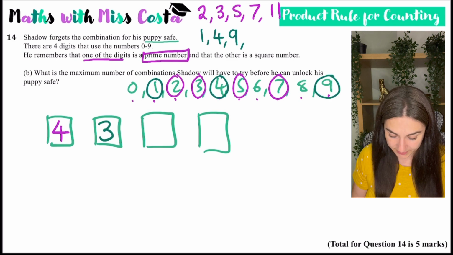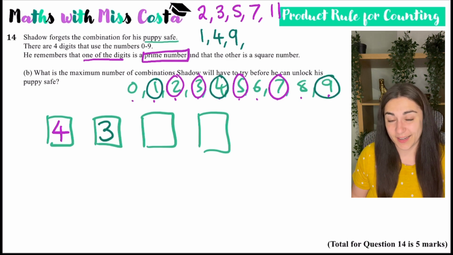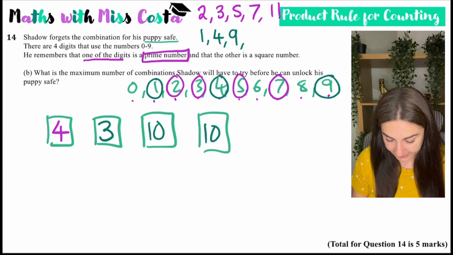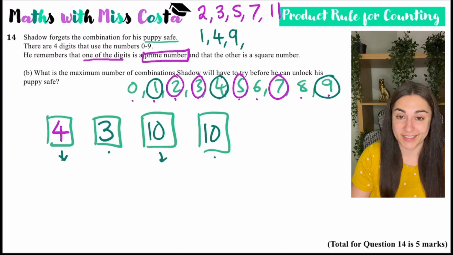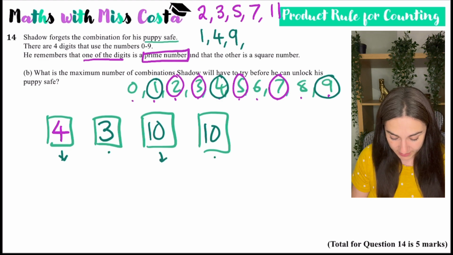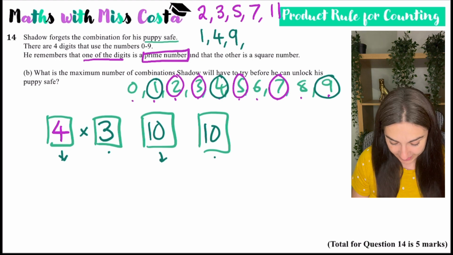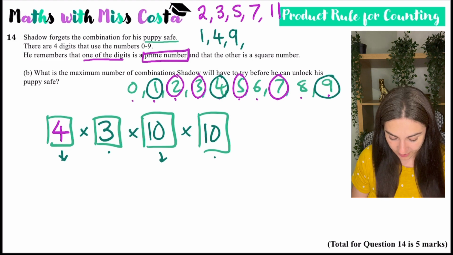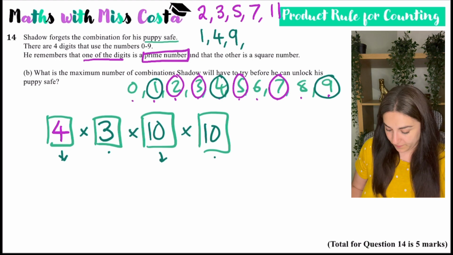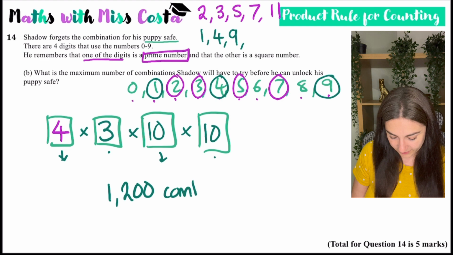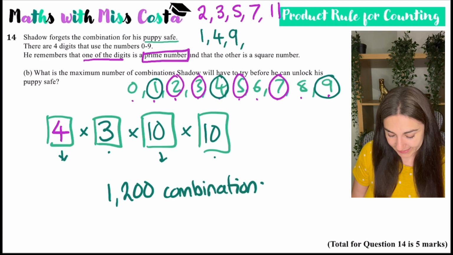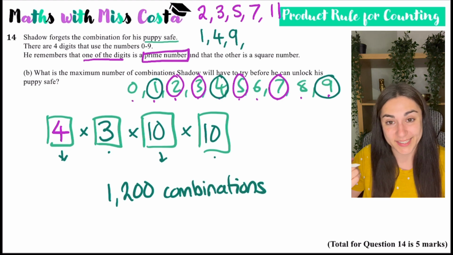That's 3 options. And for the others, I'm going to have 10 options, okay, because it could be any of those numbers. And obviously this number could be here, this number could be there, but it doesn't matter because it's just the amount of combinations I'm looking at. So the total number of combinations for the safe are 4 times 3 times 10 times 10. So 4 times 3 times 10 times 10 is 1,200 combinations. And yes, my fingers and thumb were very, very sore after that.